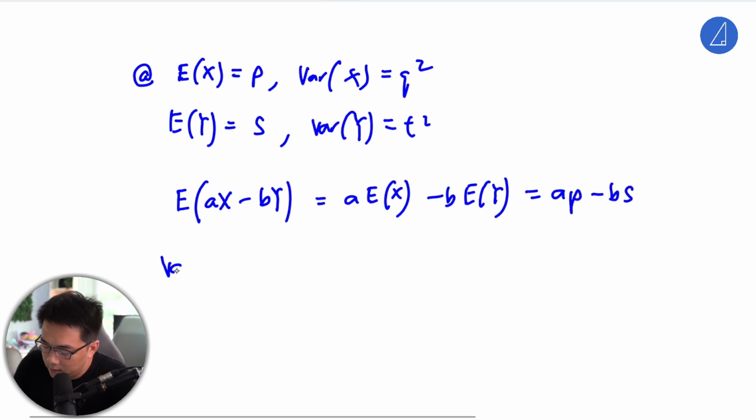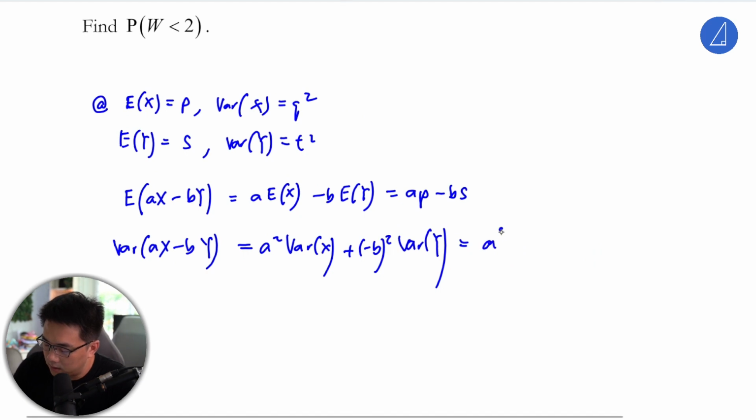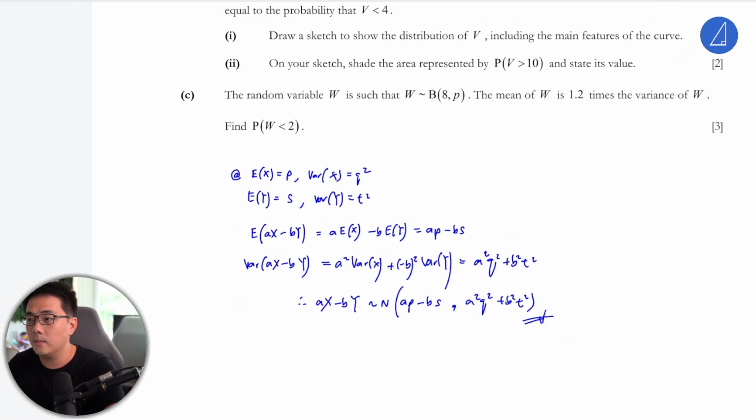Okay, for the variance, which is slightly trickier, remember to square the multiple in front of the random variable. So this will be a squared Var(X) plus b squared Var(Y). Just manipulation: a squared q squared plus b squared t squared. So hence aX minus bY will be a normal distribution with a mean of ap minus bs and variance of a squared q squared plus b squared t squared. Great.